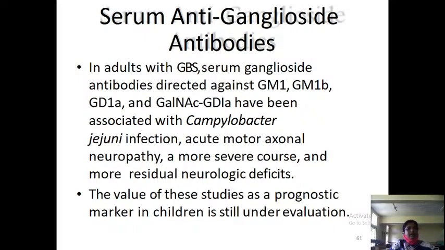So in GBS, if it is not a classic variant present in the acute form, and you are suspecting the other, especially the Miller-Fisher variant, you can perform the serum anti-ganglioside antibodies. Like we said, GQ1B is the most common, and these antibodies are also found in association with GM1, GM1B, GD1A and others, which are more common in the axonal type of neuropathies and have been associated with Campylobacter jejuni infection. The presence of such antibodies will prognostically tell us that there is going to be a more severe course and more residual neurological defects.